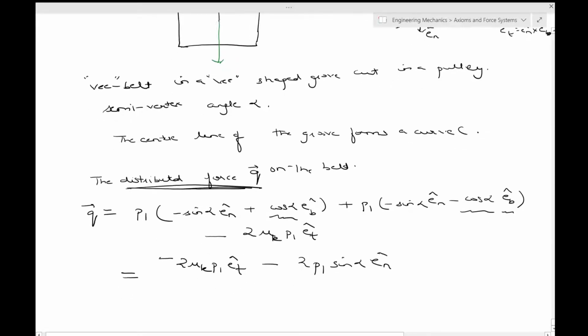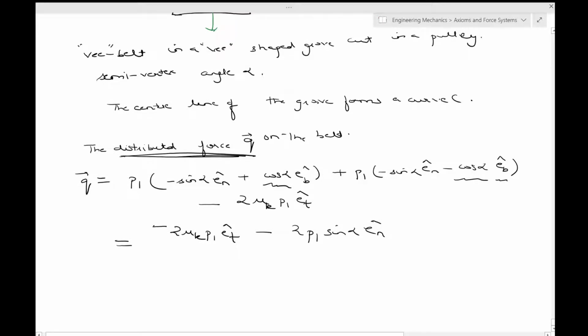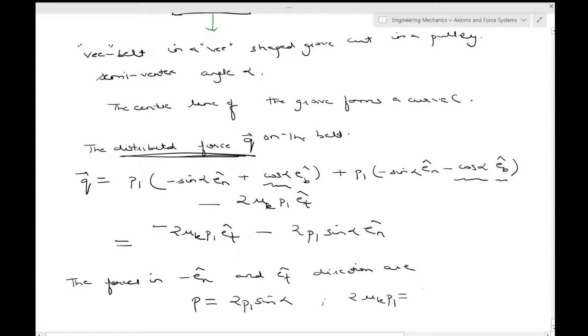So that is why we can say that the forces in the minus En hat and Et hat direction are: P is equal to 2P1 sine alpha, and 2 mu k P1 is equal to mu k by sine alpha into P.